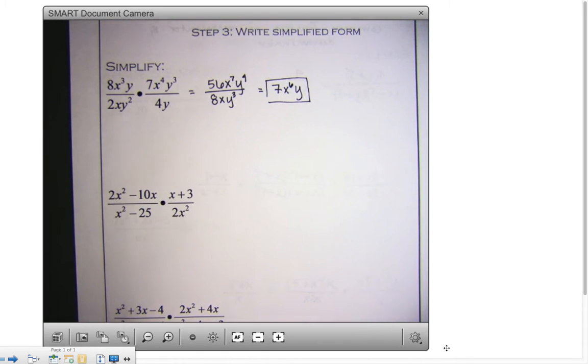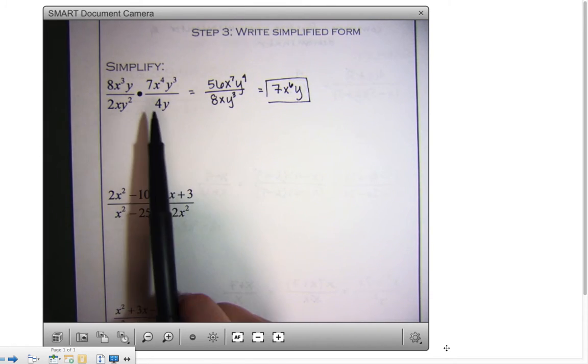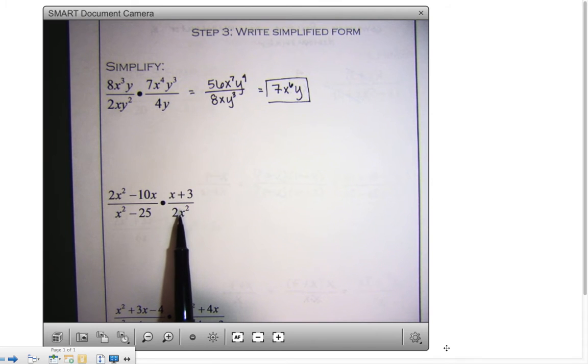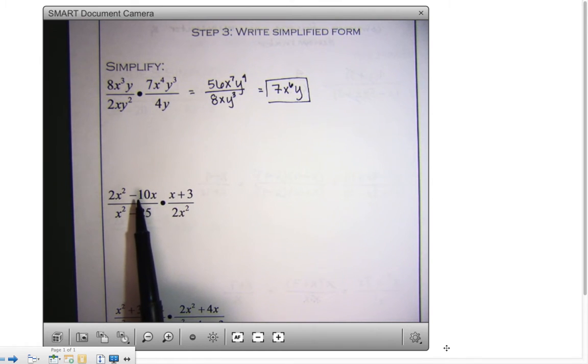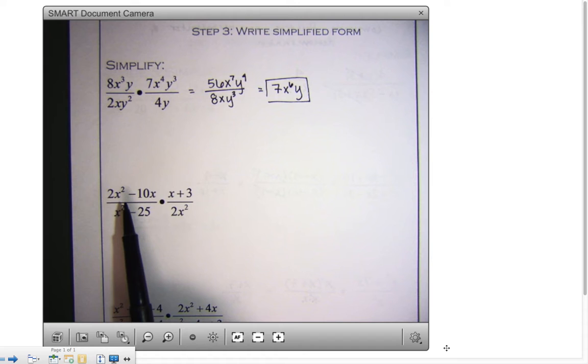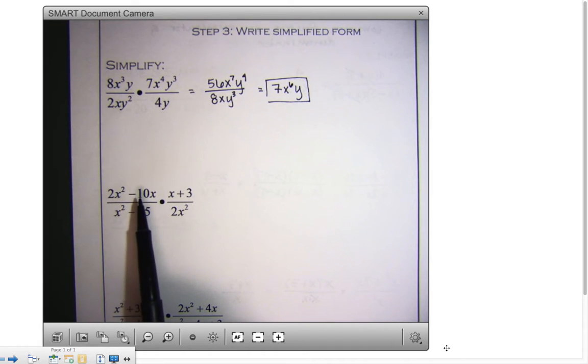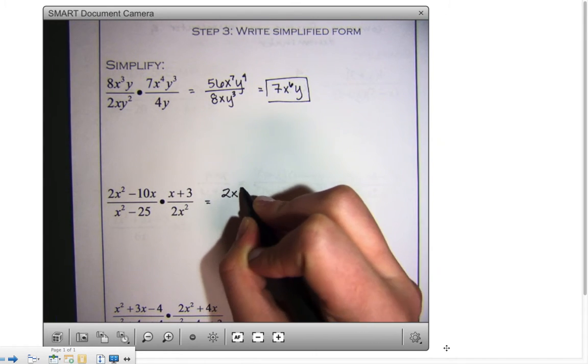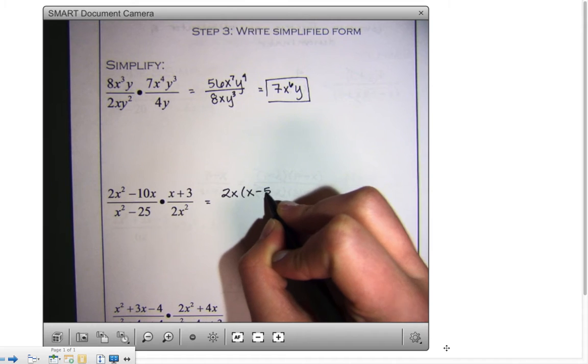Now on the second one, here I can factor. So that's how I'm going to start on this one. The only reason I didn't up here was because I couldn't factor any of these. Here though, I can factor this numerator and this denominator, and even this one if I want to. So if I'm looking at the first numerator, it's got 2 terms, so be on the lookout for a greatest common factor. 2x squared and negative 10x have a 2x in common. And then I'm left with x minus 5.